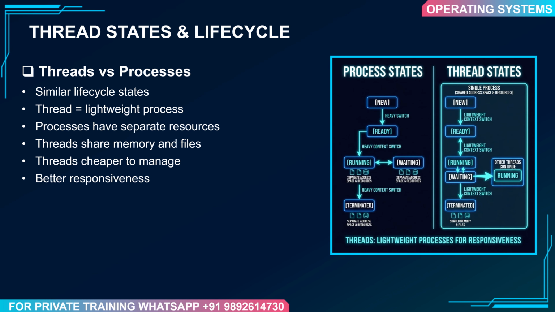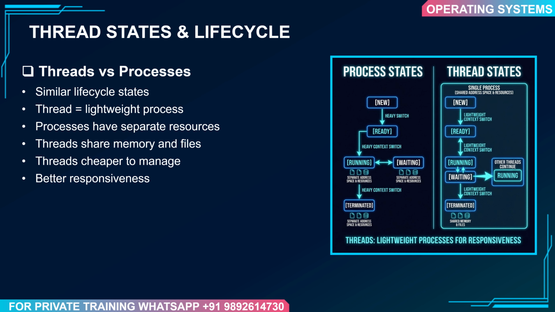Now, it helps to pause for a moment and compare thread states with the process states we discussed earlier in the process management module. At a high level, they look very similar. Processes also move through states like new, ready, running, waiting, and terminated. This similarity is not a coincidence. A thread is often called a lightweight process, so its life cycle naturally mirrors that of a process.